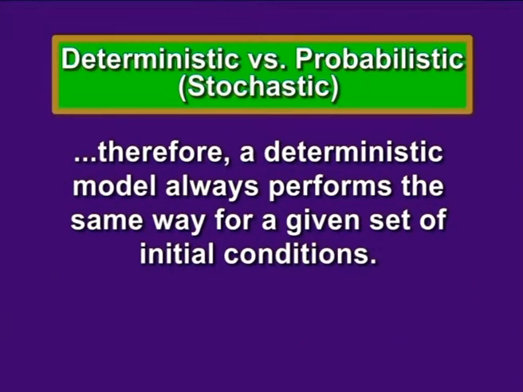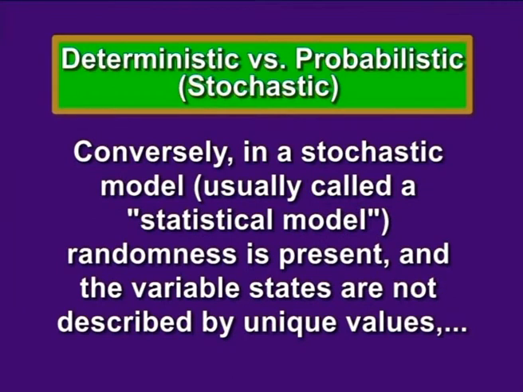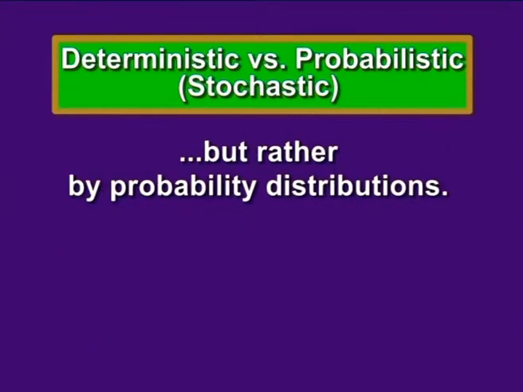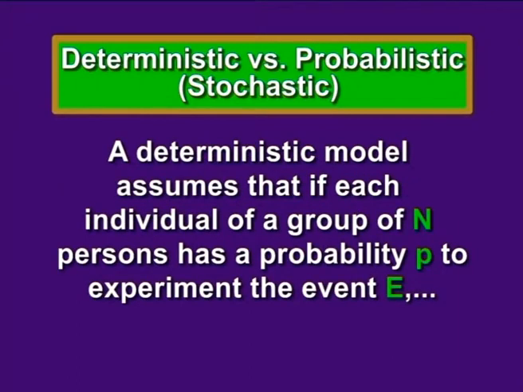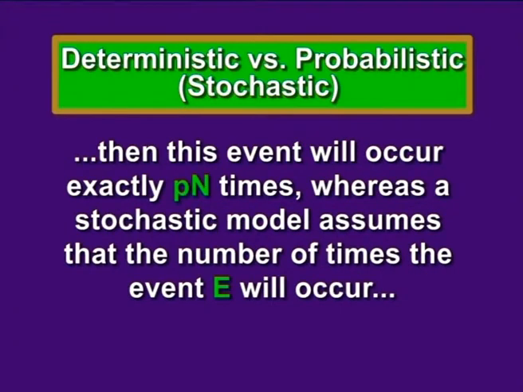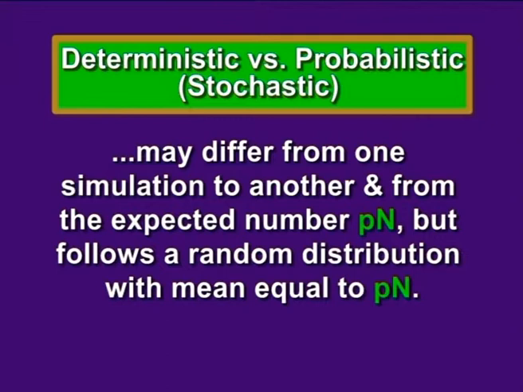Therefore, a deterministic model always performs the same way for a given set of initial conditions. Conversely, in a stochastic model, usually called a statistical model, randomness is present and the variable states are not described by unique values, but rather by probability distributions. A deterministic model assumes that if each individual of a group of n persons has a probability p to experience the event E, then this event will occur exactly pn times, whereas a stochastic model assumes that the number of times the event E will occur may differ from one simulation to another and from the expected number pn, but follows a random distribution with mean equal to pn.